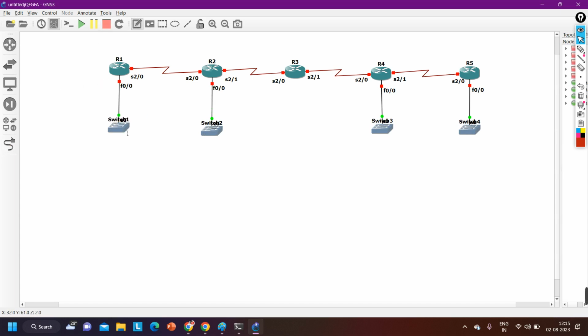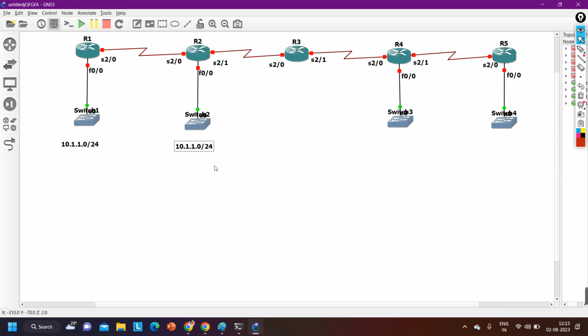Okay, now here I am using network 10.1.1.0/24. Here I am using, let's say, network 10.1.2.0/24. This is a different network. Here I am using, let's say, 10.1.4.0/24 network, and here I am using 10.1.5.0/24 network.